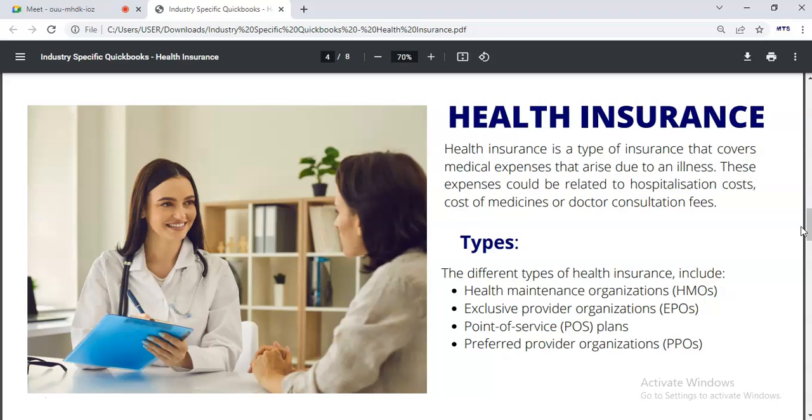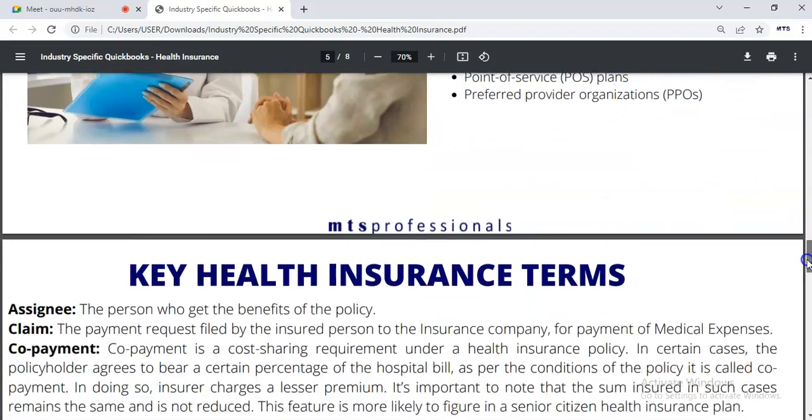We have different types of health insurance. There's the HMO, the health maintenance organization, which I think is what we are really familiar with. Then we also have the exclusive provider organizations, the EPOs. There's the point of service, POS plans. This is not the point of sale, not the POS we use for withdrawing money. We also have the preferred providers organization, which is the PPO. So basically, these are the four types of health insurance, but majorly, we are going to focus on the HMO, which is the health maintenance organization.